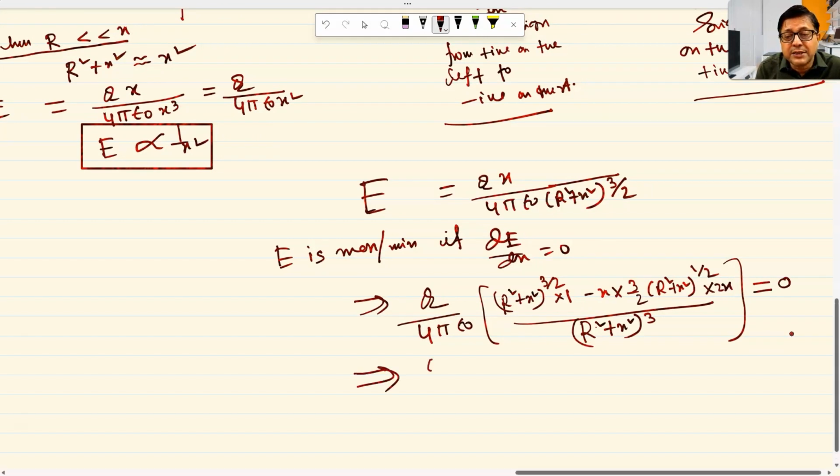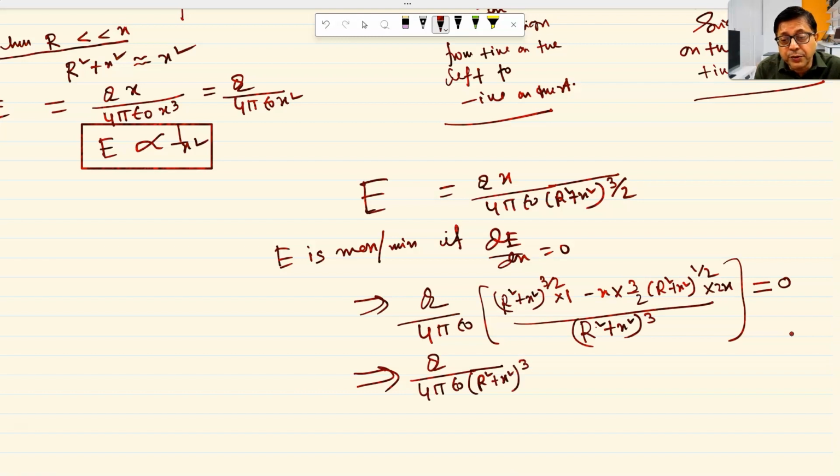This implies q by 4 pi E0, this is the derivative of the function, and we are comparing it to 0. This portion, (r square plus x square) to the power half, can be taken common. So what is remaining over there?